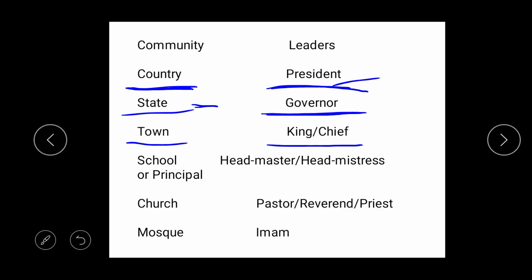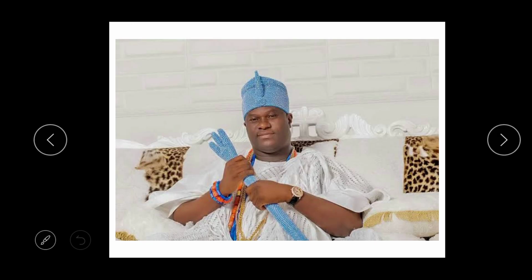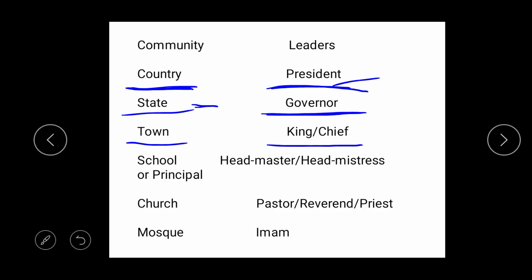So, like I said, the leader of a town is called the king or the chief. Look at him. It's called the chief or the king. The name of this person is Adeyeye Enitan. Okay. So now let's move to another community.